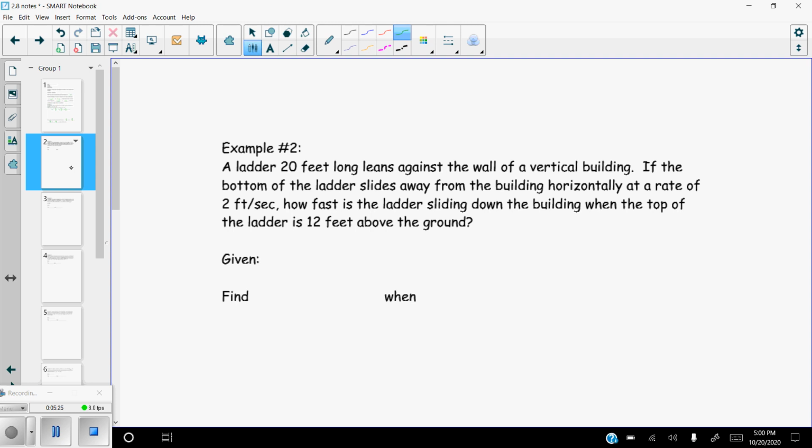So we've got a 20-foot ladder leaning up against the wall of a vertical building. Let's start there. I am not an artist, but I will do my best to sketch this. So here is my vertical building. There we go. I've got a 20-foot ladder leaning up against the wall.